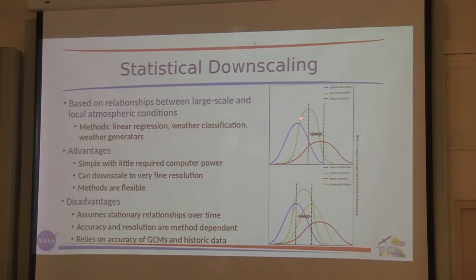Now, this is a very simple example. It doesn't account for variability. So this assumes it's just an average moving. It doesn't account for the variability shifts or the fact that the simulation might not be completely accurate. But they do have more advanced statistical techniques that will work for that. But in this case, you're just using a statistical technique: what's the larger scale atmospheric conditions compared to the local atmospheric conditions, and applying that to the model output.